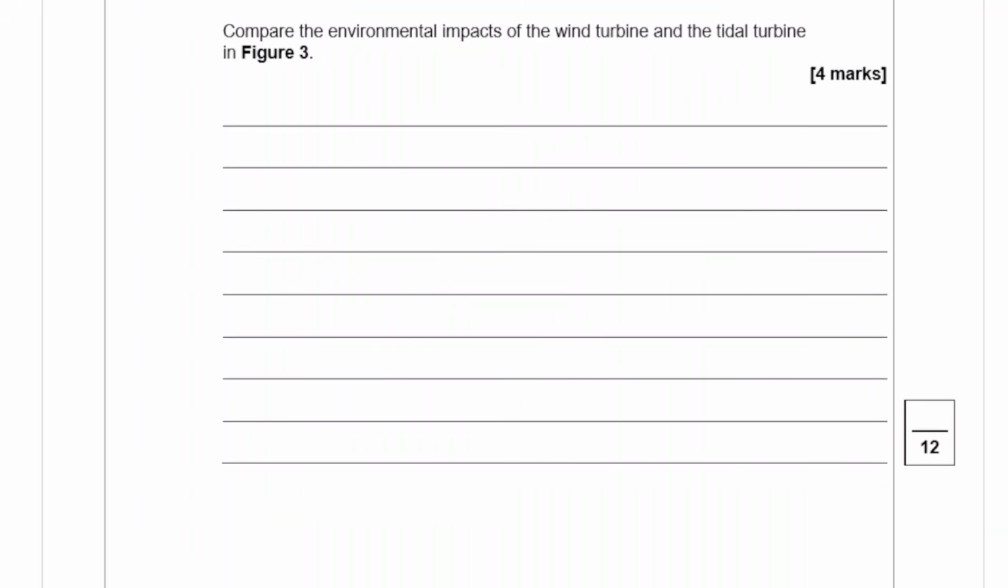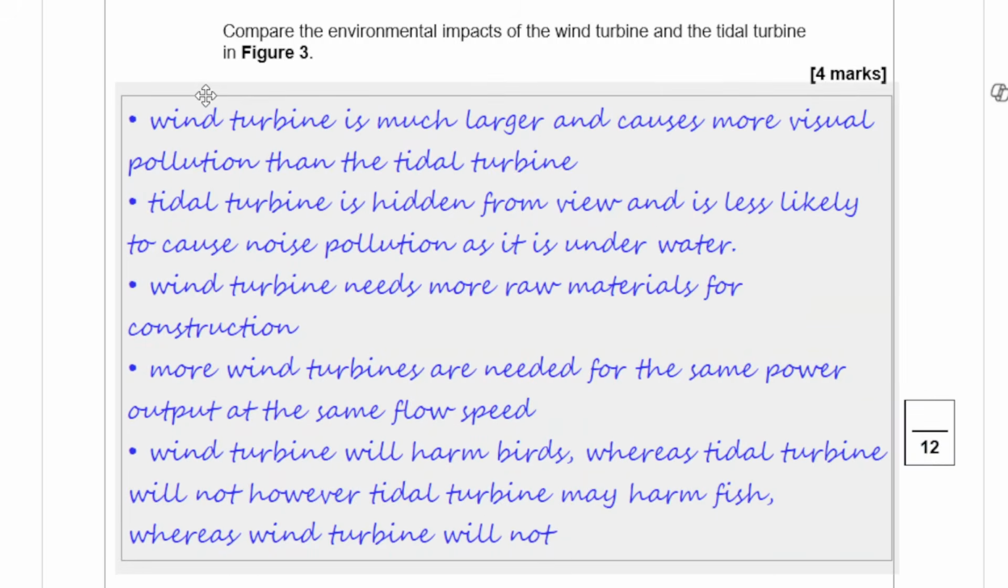So here's a model answer for this question. Wind turbine is much larger and causes more visual pollution than the tidal turbine. Tidal turbine is hidden from view and is less likely to cause noise pollution as it is underwater. Wind turbine needs more raw materials for construction as they are bigger. More wind turbines are needed for the same power output at the same flow speed. Wind turbines will harm birds, whereas tidal turbines will not. However, tidal turbine may harm fish, whereas wind turbines will not.